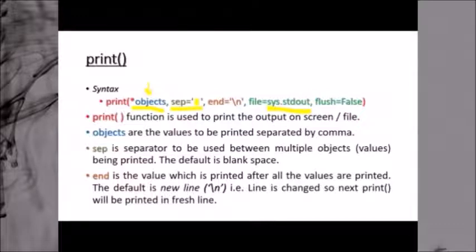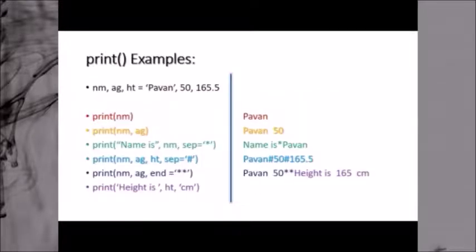Objects are the values to be printed, separated by commas. By default, sep is the separator to be used between multiple objects being printed. The default is a blank space. It means you will get a blank space between multiple values. And end is the value which is printed after all the values are printed. The default is new line \n. The line is changed, so the next print will be printed from a fresh line.